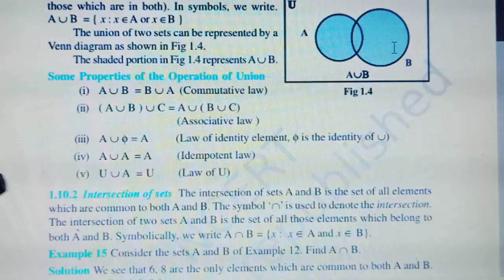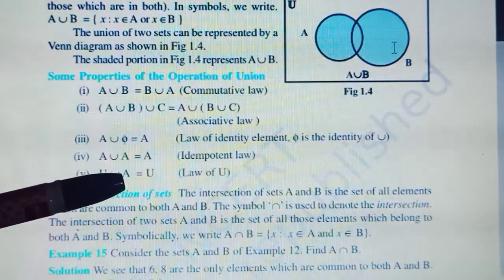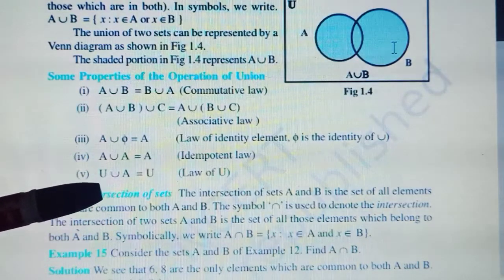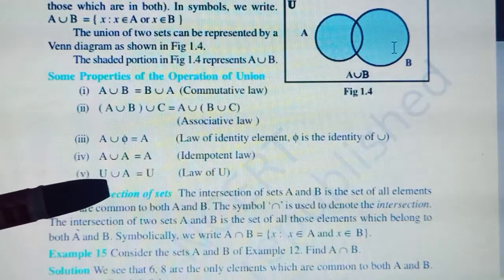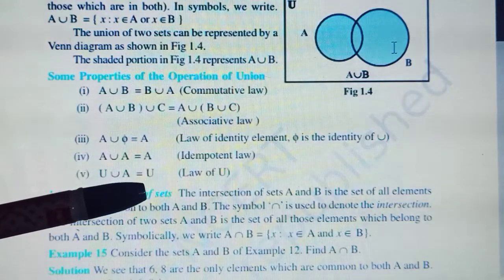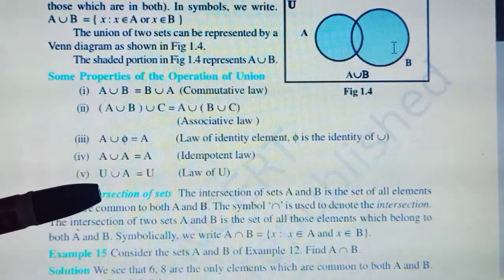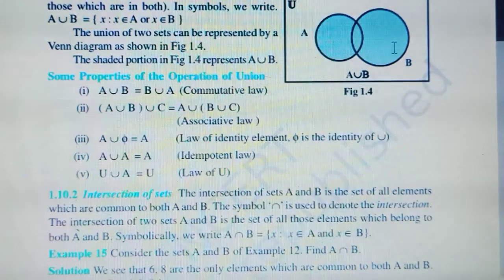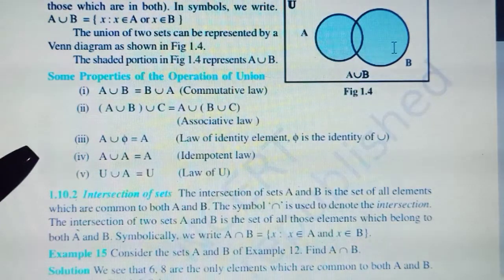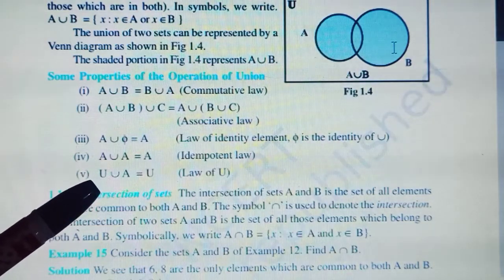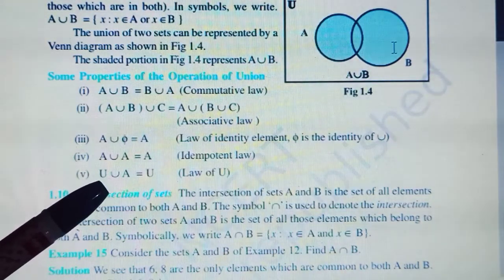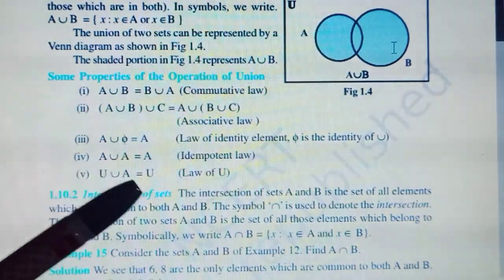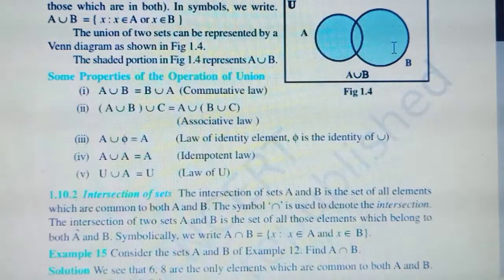Next is your idempotent law. That means if you find union of any set with itself, it will give you the set itself. Quite obvious. Okay, then if you consider universal set's union with any set, then you get the whole universal set. But obvious, because in union we take all the elements of one particular set. And the universal set is the biggest set from where we pick up all the sets. So the universal set automatically has all the elements. So its union with any set you consider, you end up getting the whole universal set.